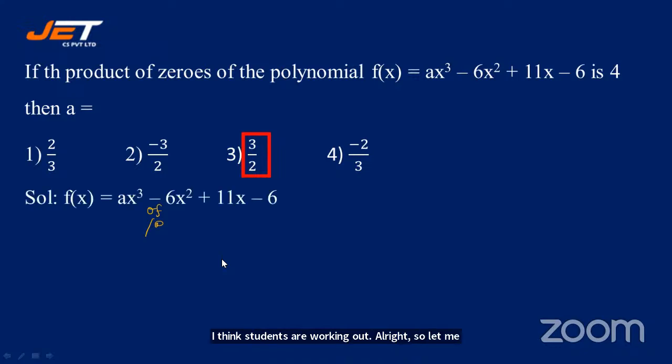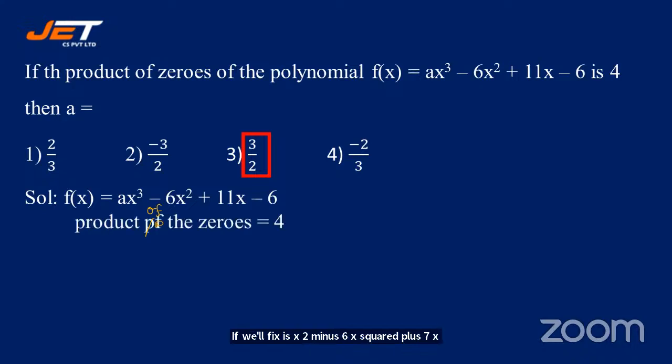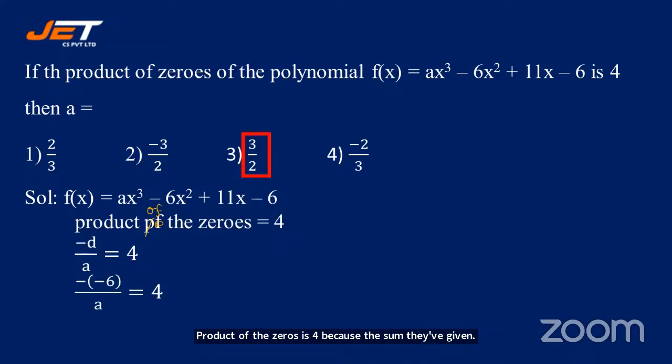It is option 3, 3 by 2. How? F of x is ax cube minus 6x square plus 11x minus 6. So what is the product of the zeros? The product of the zeros is 4, because the sum they have given is... so that is minus d by a, which is 4. So what is minus d? Minus of minus 6, by a. So with this cross multiply, we get the value of a as 3 by 2.